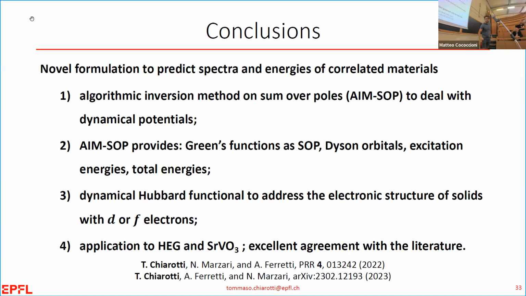I have a very simple question for you. I think I understand why this sum over poles is important in everything. What was not clear to me is if this algorithmic inversion has anything to do with the second part of your talk, this dynamical Hubbard function, or if they are kind of included. No, they are. The algorithmic inversion is the most suitable way that we found to implement it, but the dynamical Hubbard function exists on its own.